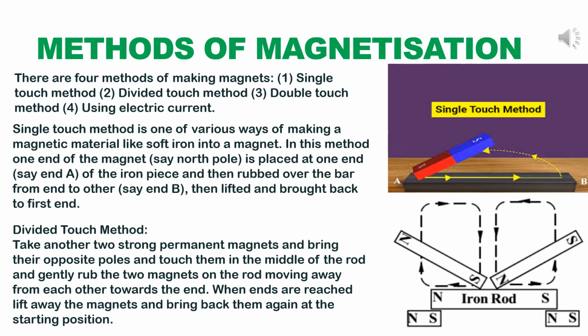Now the next method, that is the divided touch method. Take another two strong permanent magnets and bring their opposite poles and touch them in the middle of the rod and gently rub the two magnets on the rod, moving away from each other towards the end. When the ends are reached, lift away the magnets and bring them back again to the starting position.